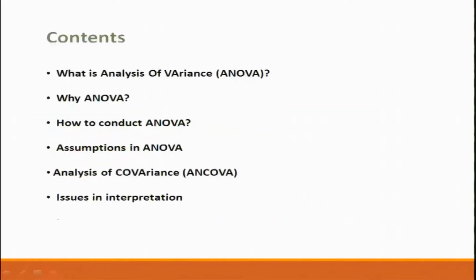So, the contents will go like this. What is analysis of variance, ANOVA? Why do we need ANOVA? How to conduct ANOVA? I will do this with the help of an example. Then we will see certain assumptions which are taken in ANOVA. Then we will see analysis of covariance. We will see the difference between ANOVA and ANCOVA and certain issues in interpretation. Also, I will give the term MANOVA.